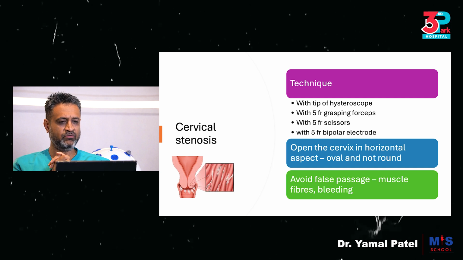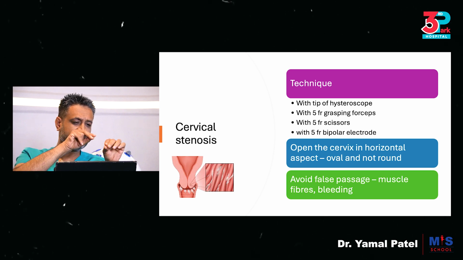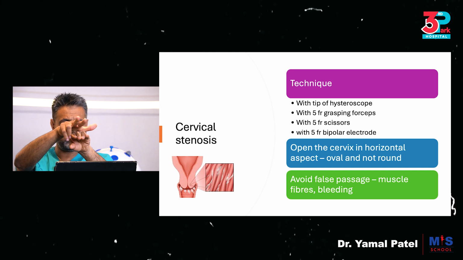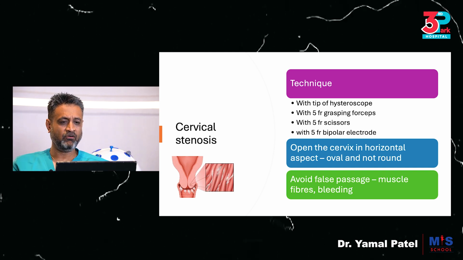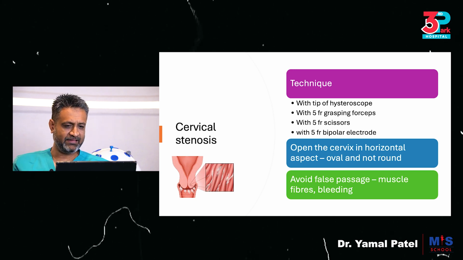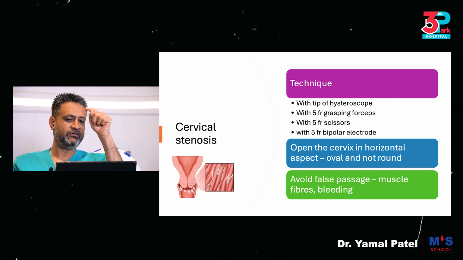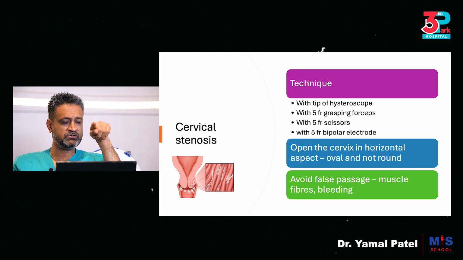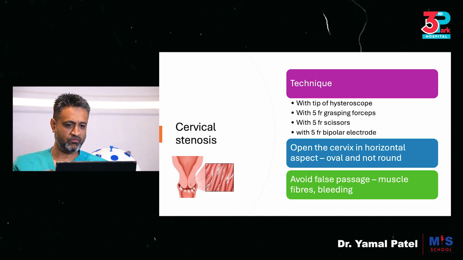One, you will probably have to use sometimes the tip of the hysteroscope to guide you. You could use a 5 French grasping forceps or scissors in front of the instrument to dissect open and go under vision as you open up the cervix. Or you could use a 5 French bipolar needle and you would open up as you go ahead. Please understand the anatomy. The internal os is horizontal as a slit, and you'll have to open the cervix in a horizontal aspect, oval and not round. So that's how you're going to be opening up the internal os as you move ahead.